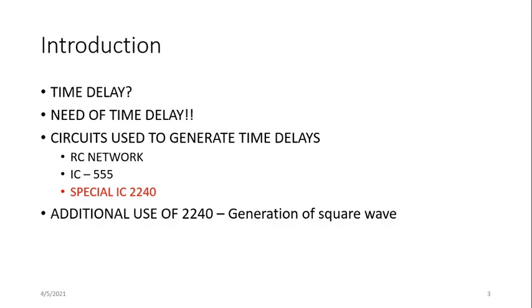Okay. So if you need to generate a time delay, how to generate it? For that, there are various types of circuits used. Let us see the different circuits. A very simple circuit used to generate a time delay is a simple RC network along with some ICs. So RC network and a comparator, and then you can get a time delay there.